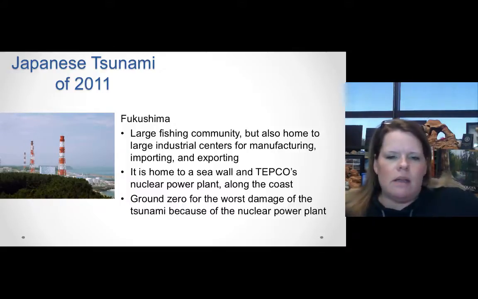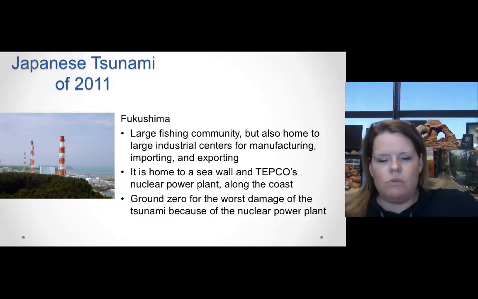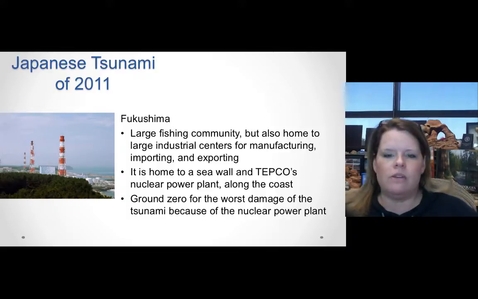So Fukushima is the famous disaster that happened as a consequence of the tsunami, and this was a large fishing community, but also home to a large industrial centers for manufacturing, importing, and exporting, and also the site of a nuclear energy plant. It's home to a seawall and TEPCO's nuclear power plant along the coast, which happened to be ground zero for the worst damage of the tsunami because of the nuclear power plant.